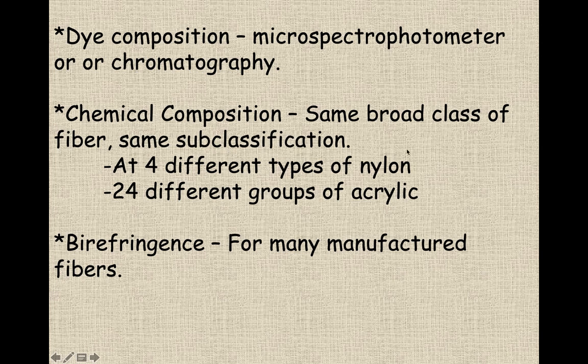Chemical composition, again, of just the fiber itself. If you look at nylon, there's not just one type of nylon. There are at least 4 different types. Acrylic, even more. Polyesters, there's a ton of different types of polyester. So depending on the type and the manufacturer who made it, you have different chemical compositions. And again, for the manufactured fibers, that birefringence. We talked about the polarizing microscope, the birefringence pattern, and the image you get with a polarizing microscope can help make a match as well.